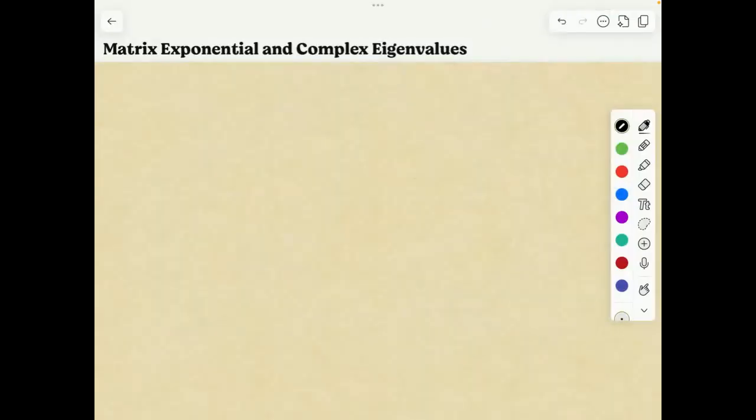In this video, we're going to talk about what happens when you want to calculate the matrix exponential for a 2 by 2 matrix with complex eigenvalues. One useful fact to know is that suppose you have a matrix A and you can write it in the form P C P inverse, where P is some invertible matrix.